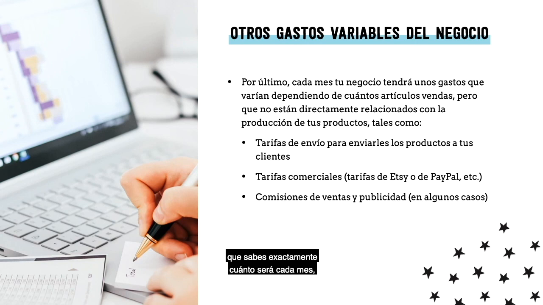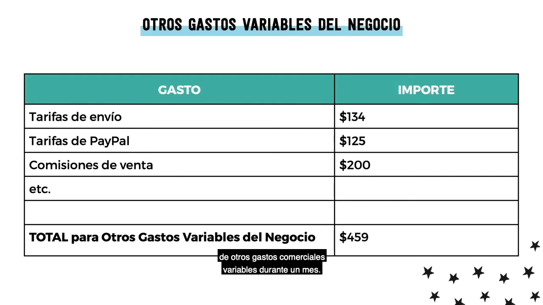So that's why it's a variable cost here and not something that's a part of the budget that you know exactly how much it will be every month, because if that was the case, remember, this would be a fixed cost. But here we're only talking about sales commission and advertising that you only pay when you do get a sale, so that it varies depending on how many items you sell. So by adding those up, you will get your total for other variable business expenses over a month. So here we've got shipping fees for $134, PayPal fees for $125, and sales commission for $200. So we have a total for other variable business expenses of $459.